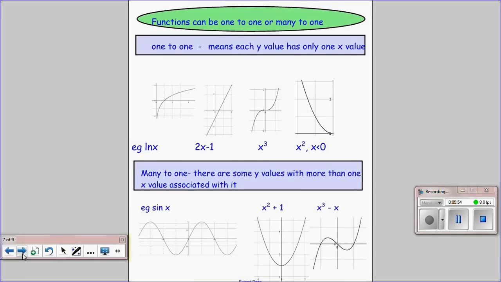Okay, so functions can be 1-to-1 or many-to-1. I just want to note, functions cannot be one-to-many. We must only have one output value. We can't have a choice of output value, so we only want one output value. So they can be 1-to-1 or many-to-1. So what does that mean?